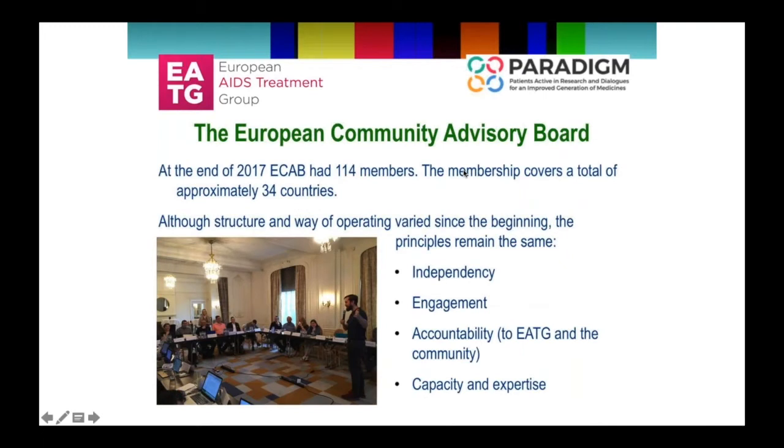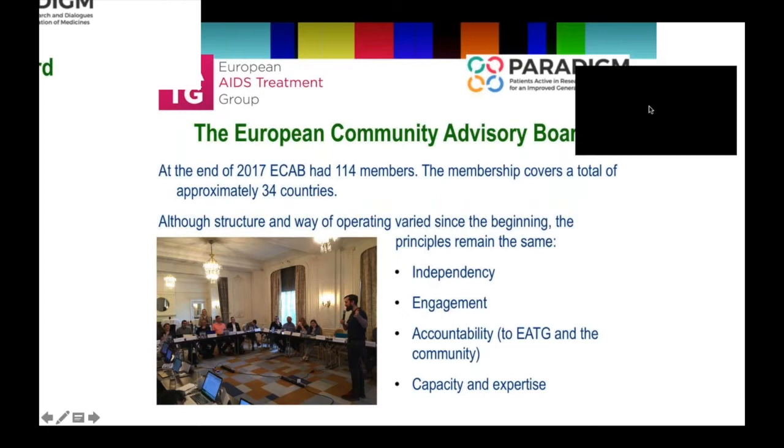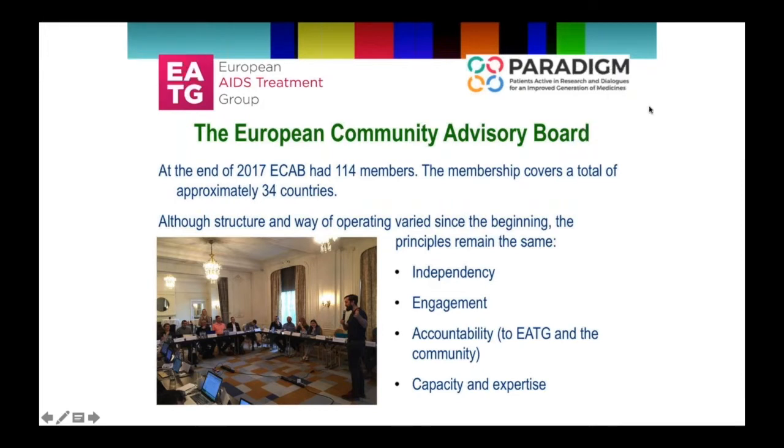Next slide, please. So now the European Community Advisory Board has 114 members from 34 countries. The principles are more or less the same: independence first, engagement, so that the people must be in contact with the community, must be engaged in the discussion, must bring something into the activity. Accountability is crucial, because you must be accountable to the organization, but also to your community, and be able to report back and also to bring from your community the inputs for the meetings. Capacity and expertise also are very important principles. Next slide, please.